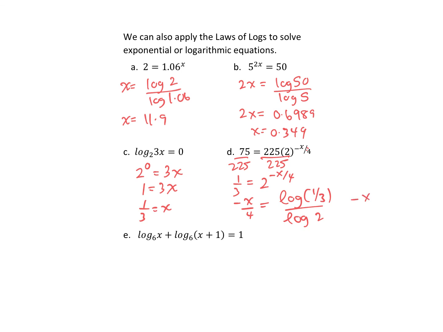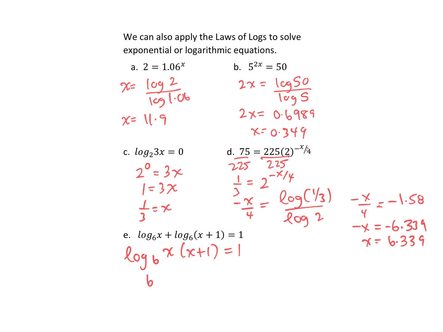And negative x over 4 equals negative 1.58. And now I have to solve for x. So I'm going to cross multiply. So we'll multiply this answer by 4. And then change the sign. So it'll be positive 6.339 approximately.